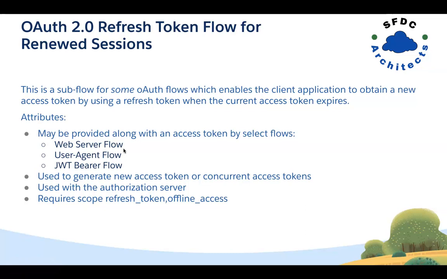It is not going to send a refresh token for some of the other flows like client credentials, user password, SAML bearer token, or SAML assertion. None of those are going to give you a refresh token. And once you have the refresh token, you can use it to either generate a new access token when one expires, or just to have multiple concurrent access tokens to be used by a client as needed. It's used in the authorization server because this is for the refresh token, and it does require the scope for refresh token and offline access for these 3 flows.